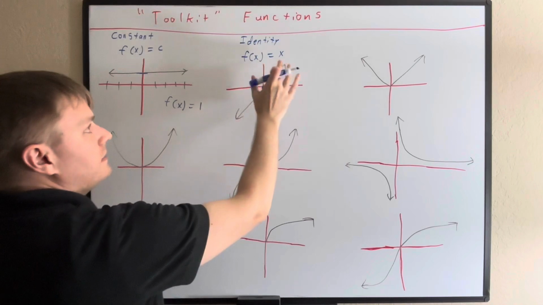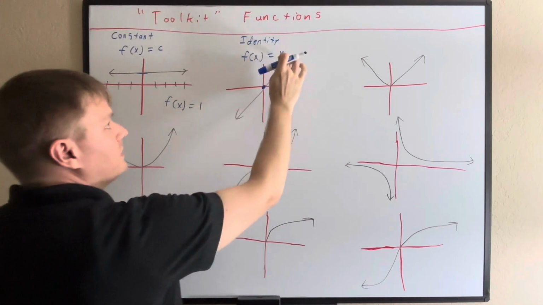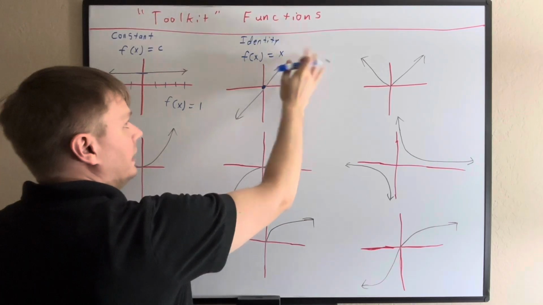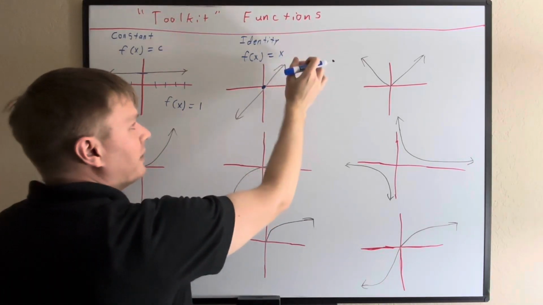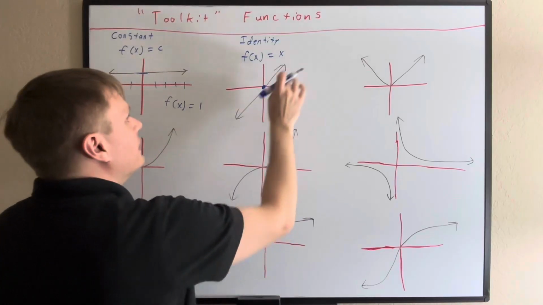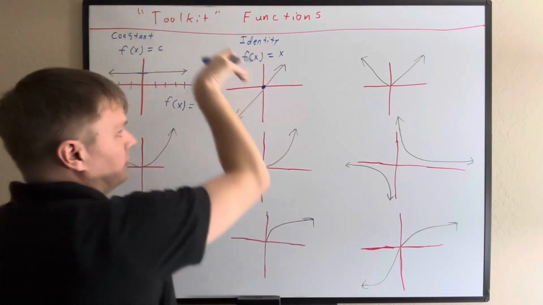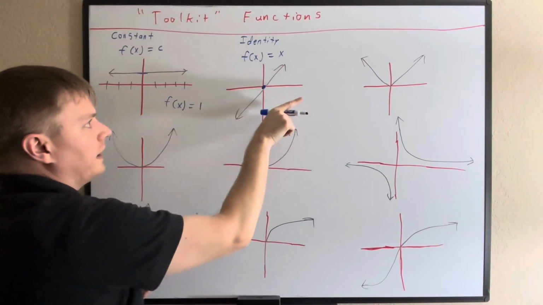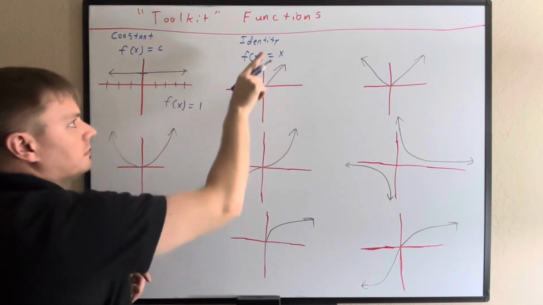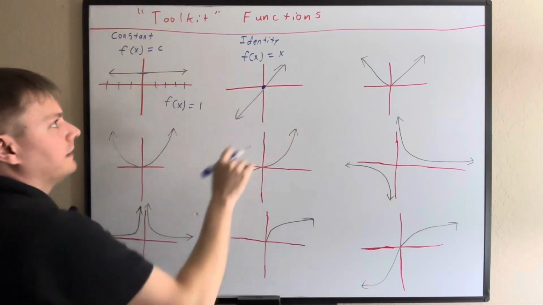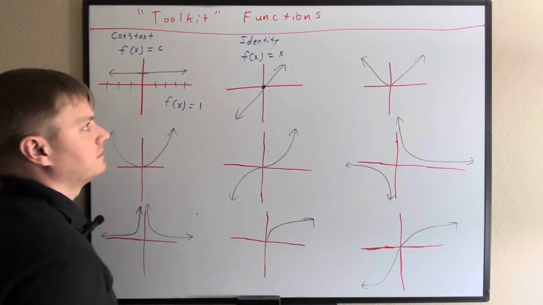So any function that you see that just has an x in it anywhere, whether it's being multiplied by something or something added to it or subtracted from it, you're going to have a line somehow. It could be going down as we go from left to right, or like this, it could be going up, but it's going to be a line. That's called identity function.